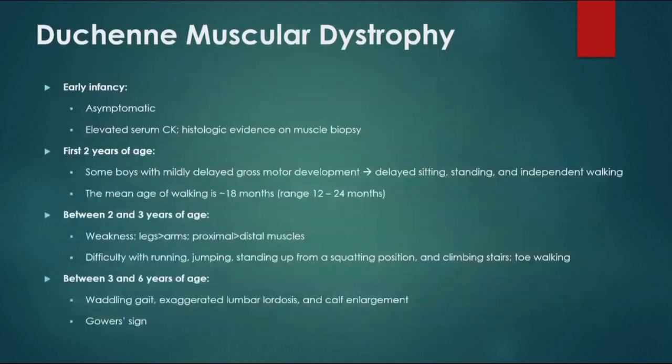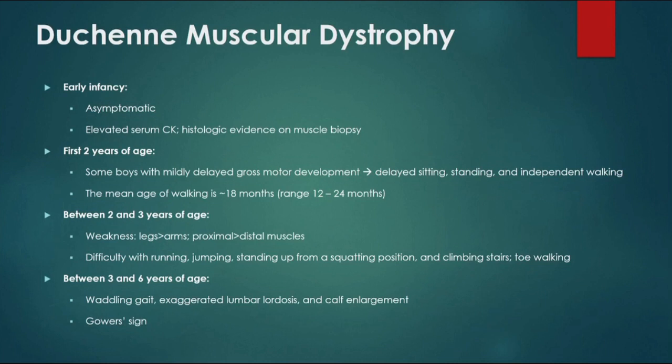Now, we'll look into Duchenne muscular dystrophy's natural history in detail. So during early infancy, they are asymptomatic. They do have elevated serum CK, which has the implication for potential newborn screening. And histologic evidence is present on muscle biopsy, even at that time. During first 2 years of age, they may develop delayed gross motor milestones. And the mean age of walking is 18 months.